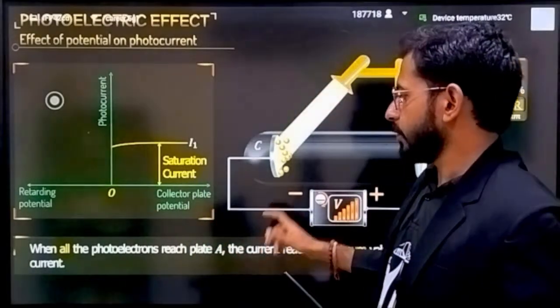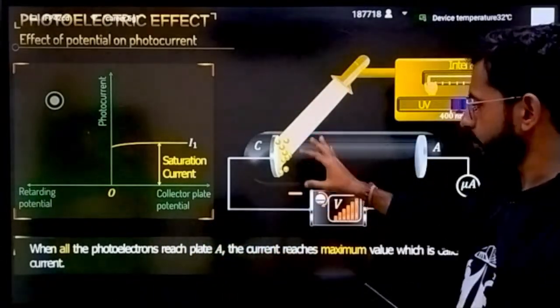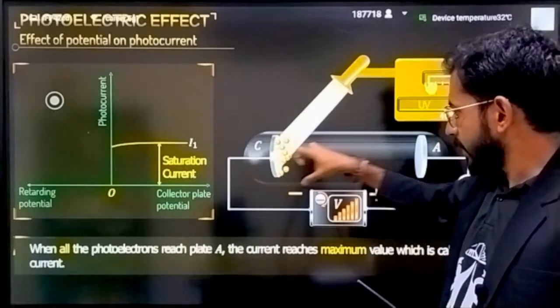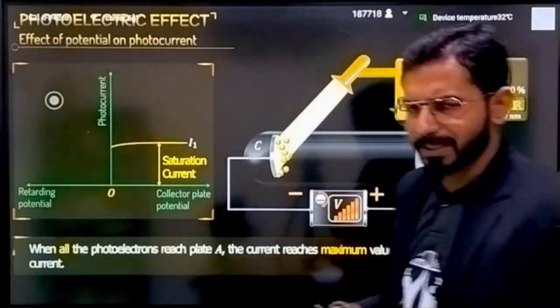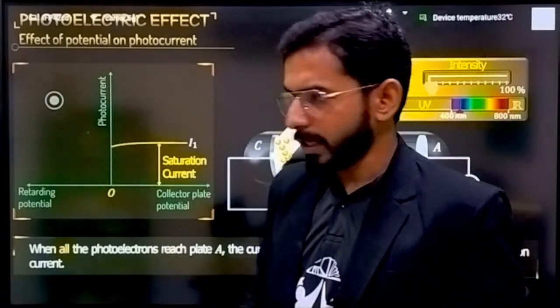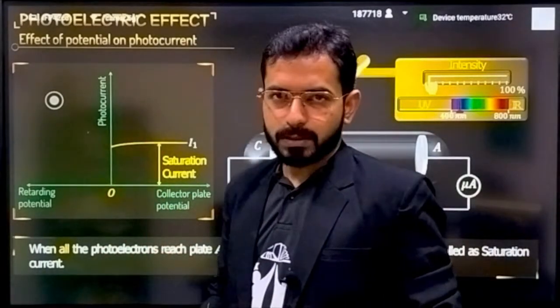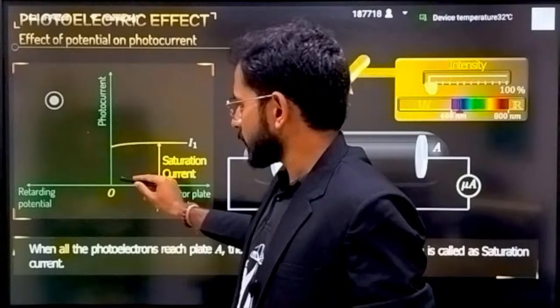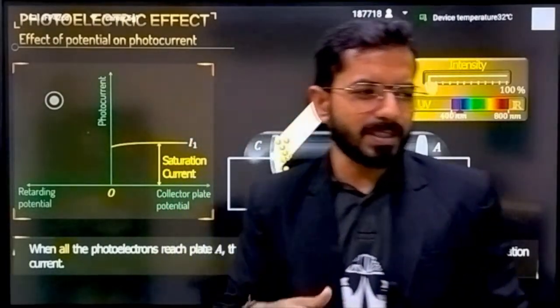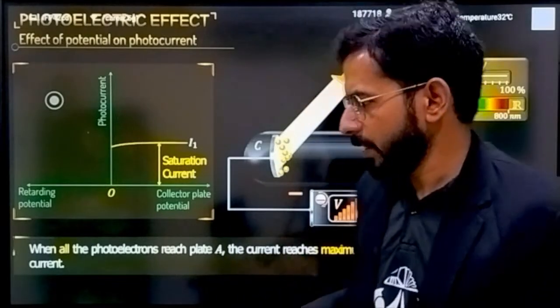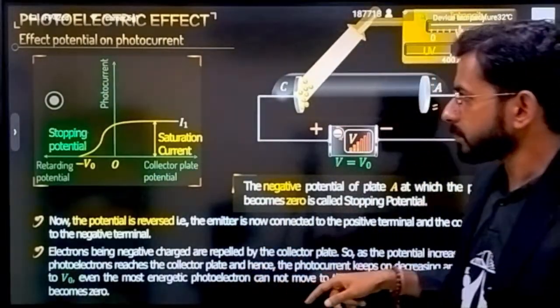So here you can see when all photoelectrons reach plate A, all the photoelectrons that were present here have reached plate A. The maximum value of current is called the saturation current, and it will be represented like this. So in net, firstly it will be an increasing function, then it will attain its saturation level. That means a kind of straight line it will attain, correct?